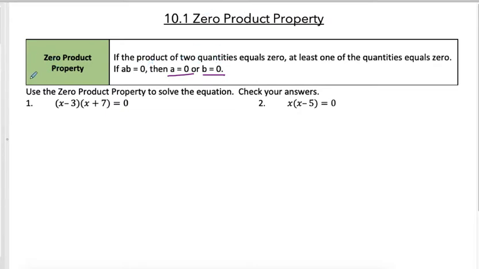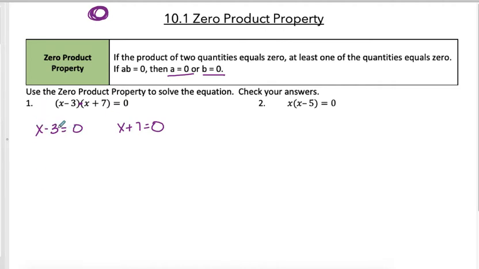So watch this here. Use the zero product property to solve the equation. Check your answers. Here we have two things being multiplied, x minus 3 times x plus 7 equals 0. One of these has to be 0. If this is 0, 0 times all of this will give me 0. Or if this piece is 0, it doesn't matter what this is. Anything times 0 will be 0. So the zero product property says either x minus 3 has to be 0 or x plus 7 has to be 0. One of those has to be 0.